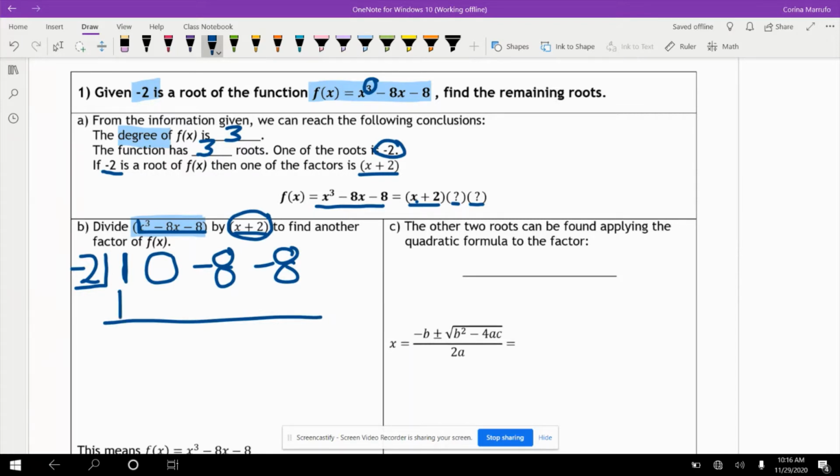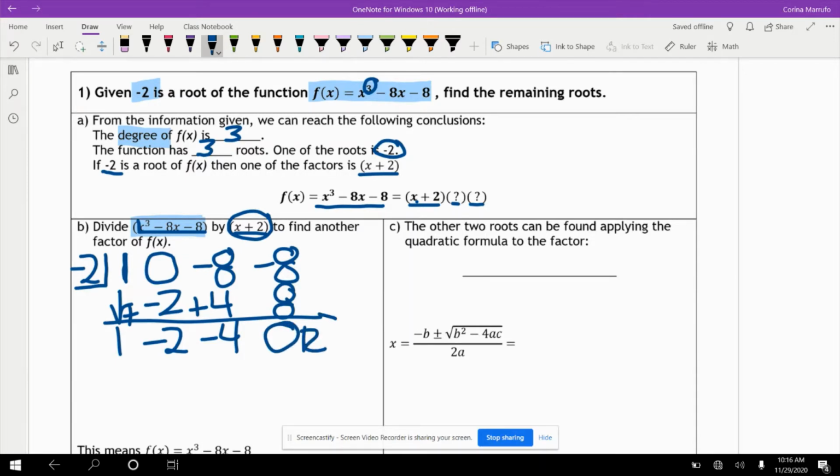So we start off by dropping the 1, and then we multiply. Negative 2 times 1 is negative 2. Then we add 0 plus negative 2 is negative 2. And then we multiply negative 2 times negative 2 gives us a positive 4. Then we add these two going down. So we add negative 8 plus 4, that gives us a negative 4. And then we multiply negative 2 times negative 4 gives you a positive 8. And then negative 8 plus 8 gives us 0.